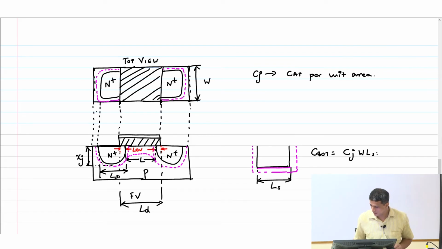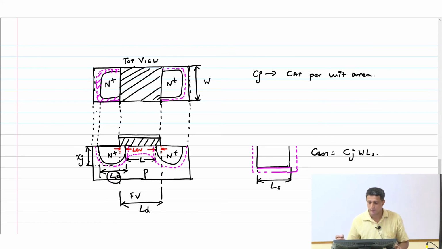What is Ls? Ls is basically how much of diffusion I have here. The N plus width is W, and since this is the width, the other dimension of the N plus region is Ls. Now that is just one component. There is also the perimeter capacitance which I need to consider, right? So what are the perimeter components I need to consider? I need to consider these components, because I have accounted for the bottom plate already here.